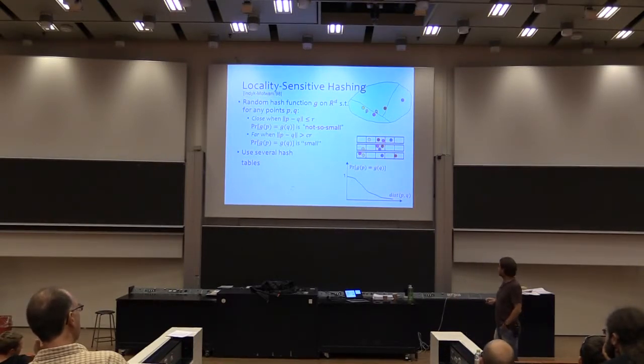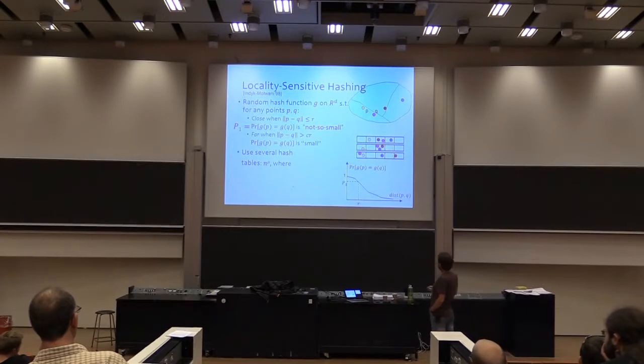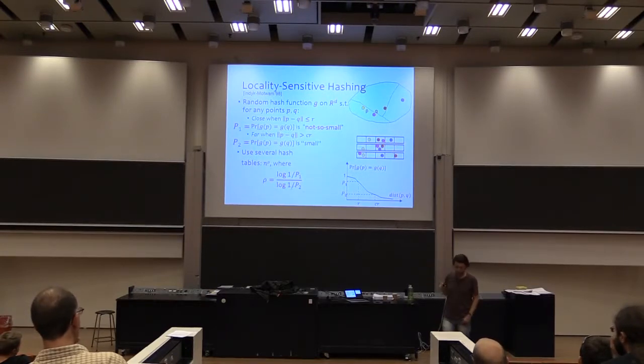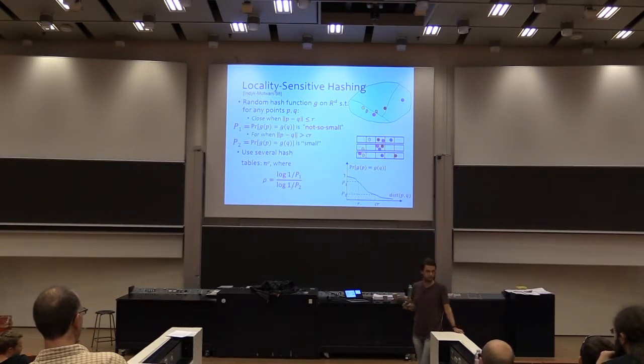Now, how many hash functions do we use? N to the power rho. What is rho? Rho will be a function of these probabilities. Let me call P1 this probability of not so small, and P2 the probability of collision of far points. Pictorially, this is point P1, this is point P2. Rho is this function. At the moment it looks like something not quite comprehensible. We will get there, and see why this is the right answer.